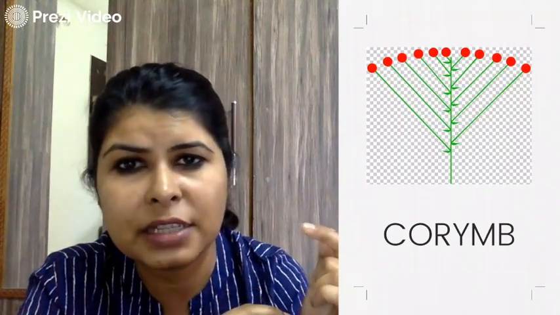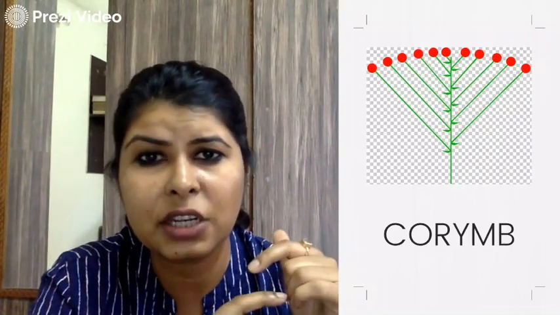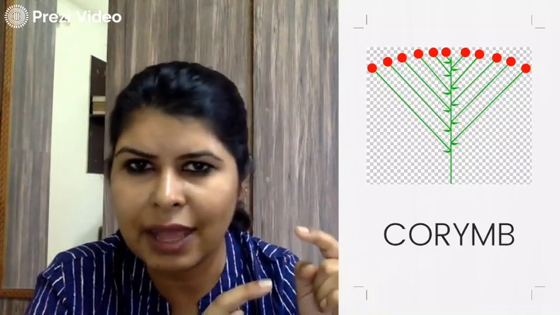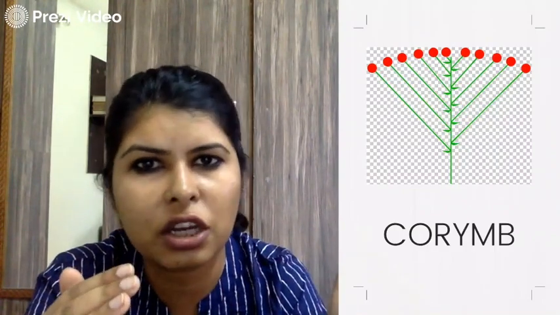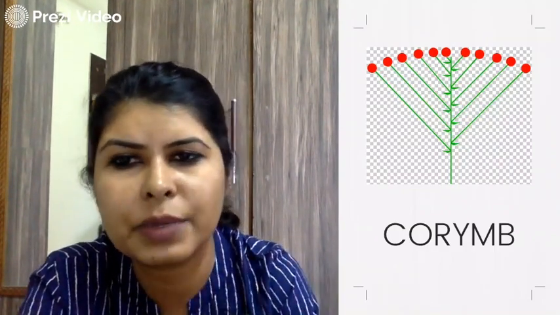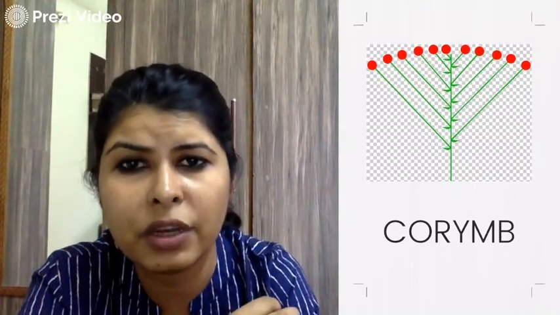So what was towards the apex in the case of an extended peduncle is now towards the center in the case of a condensed peduncle. For the corymb, all the flowers appear to be at the same height. Why? Because the pedicels of the individual flowers are all of different length. The oldest flower has the longest pedicel, the youngest flower has the shortest pedicel, and because of this differential nature of the stalks, all the flowers appear at the same height, giving rise to a centripetal type of growth pattern.